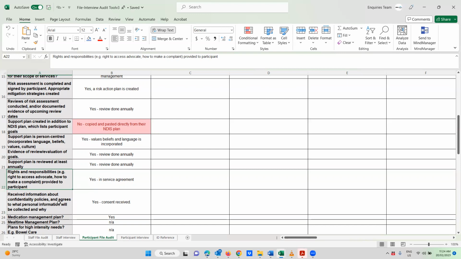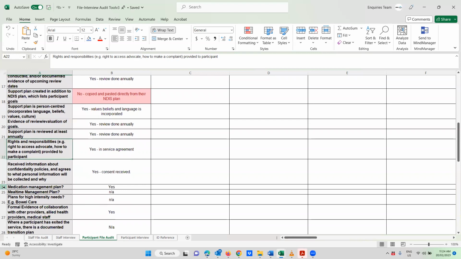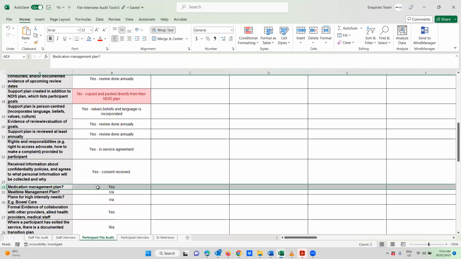People have to know about confidentiality policies and what you do with the information. Once again, that's best done in the rights and welcome pack. If they're having medication management, we need to see that people have consented to this, and the best place to have that is integrated into your consent form. If they've got a mealtime plan, we need to see they've given you permission to operationalise that mealtime plan for them. If they're receiving high-intensity supports like bowel care or catheter care, we need to see that they've given you permission to deliver that. Best place is in the one consent form.